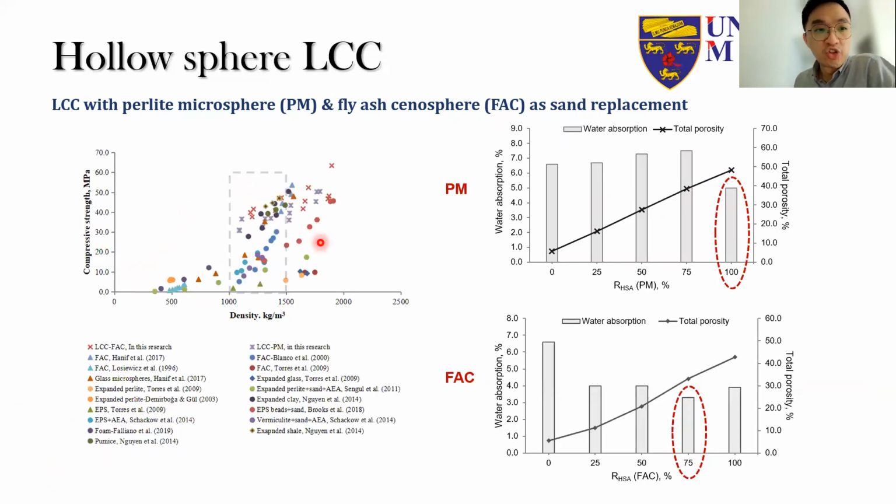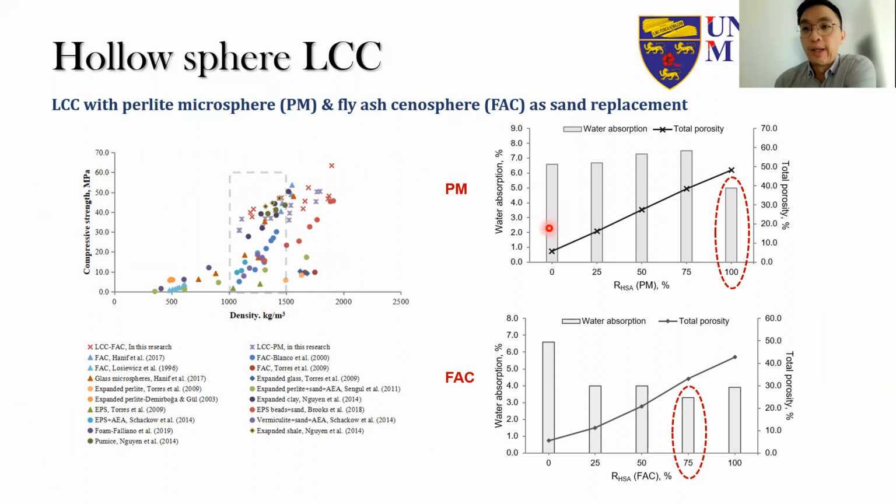So when we look at the literature, the range of similar densities with a given compressive strength, for the perlite microsphere LCC and also the fly ash cenosphere LCC, the specific strengths, or as mentioned before, the compressive strength over the density ratio, is on the higher side. Okay, so the red crosses are basically the results from here, which are on the higher side.